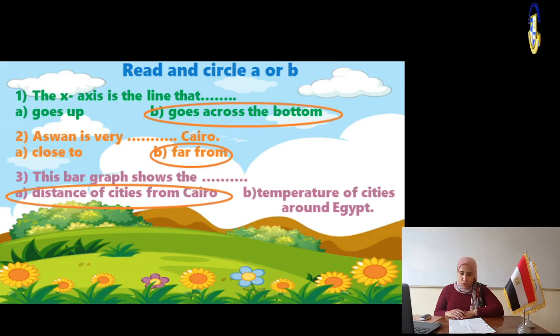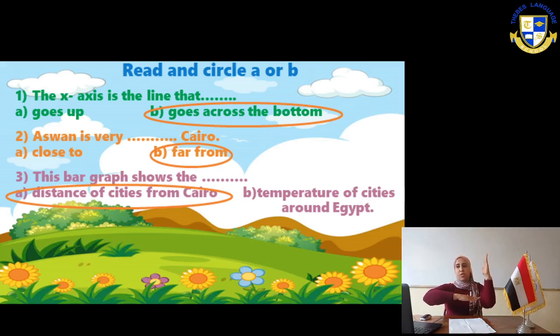In page 19, let's go to page 19. Read and circle A or B. The x-axis is the line that goes up or goes across the bottom. The x-axis is which one? The one that goes up or the one that goes across the bottom? Very good. It's the one that goes across the bottom.